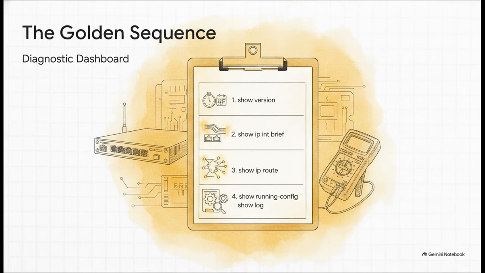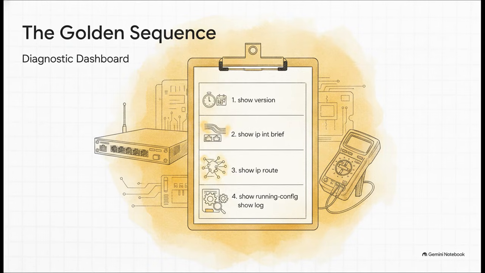Okay, before you change a single line of config on a broken network, getting a baseline of device health is absolutely non-negotiable. It's step 0. First up, you run show version. You're checking the device uptime. I mean, did this router just crash and reboot because someone literally tripped over the power cord in the closet? It happens.